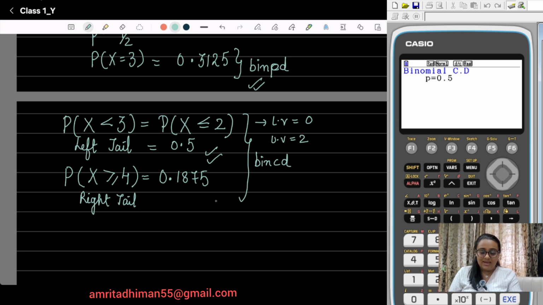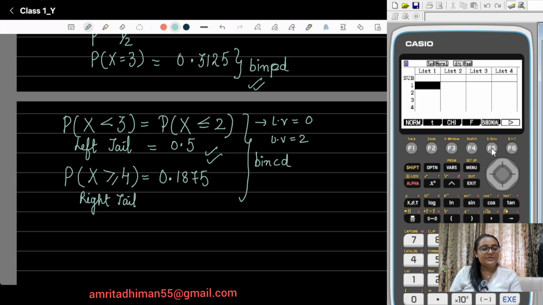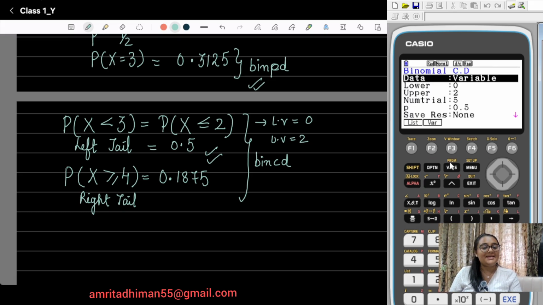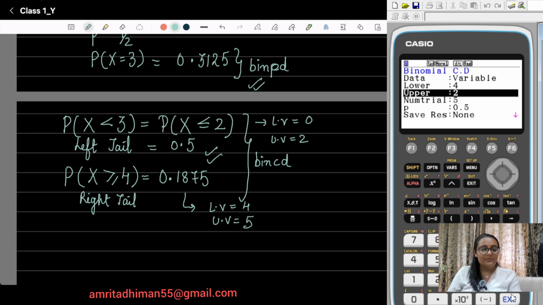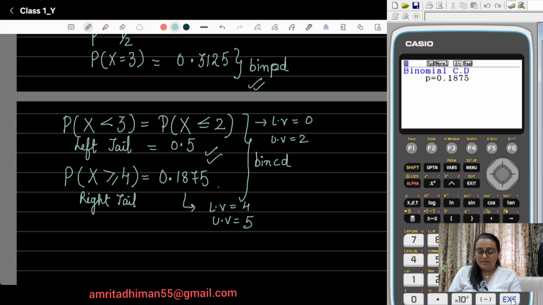Again for this inequality, we choose binomial CD. So distribution, binomial CD. Now your lower value is 4, and the upper value is what? The total number of trials is 5, so it will not exceed 5. So the lower value is 4 and the upper value is 5. The number of trials is 5 and p is 0.5. See, it's totally matching your value, right?